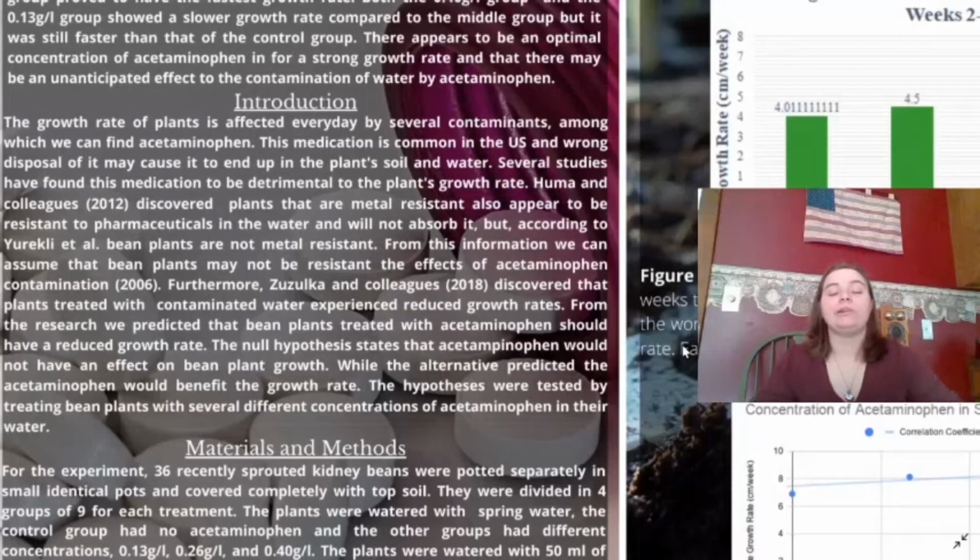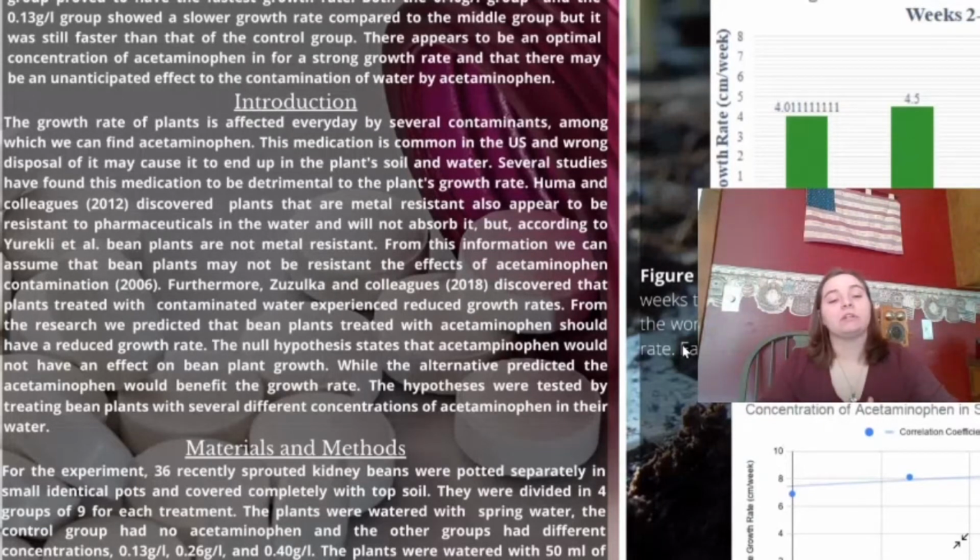We started off wondering how bean plants would be affected by contamination of water by acetaminophen, because acetaminophen is one of the most commonly used medications in the United States, and with the wrong disposal of it, it can end up in plants, water, and soil. And we looked through a series of studies to determine how bean plants might be affected by the contamination.